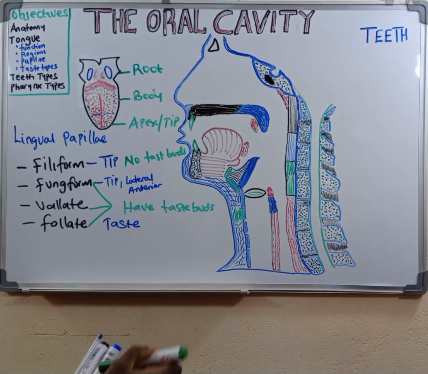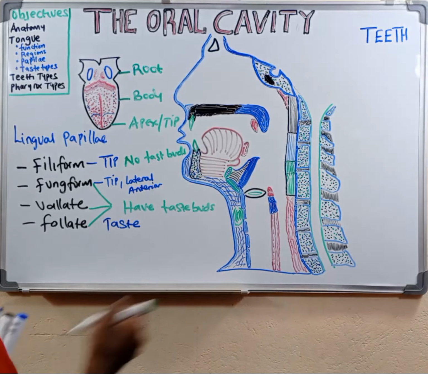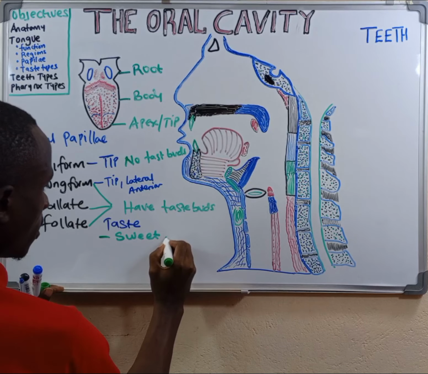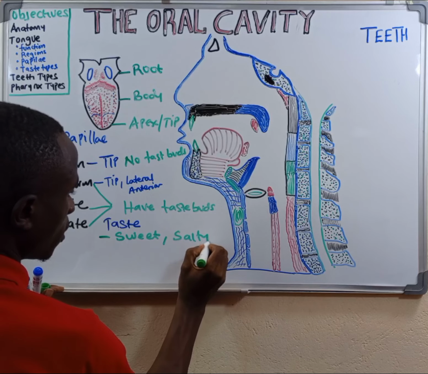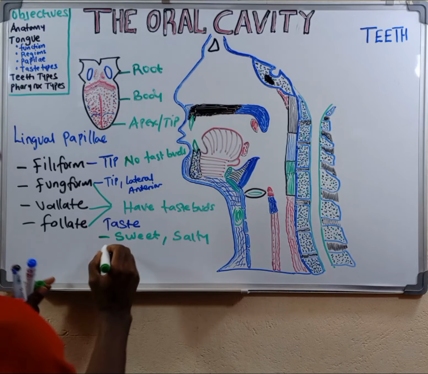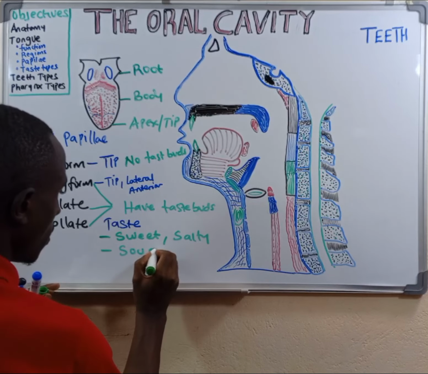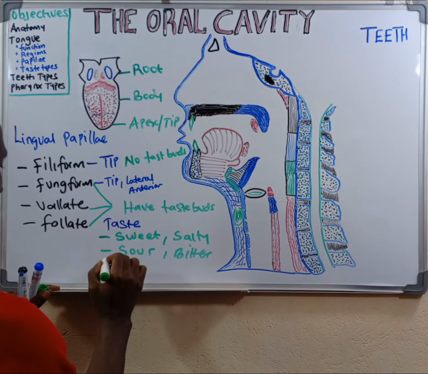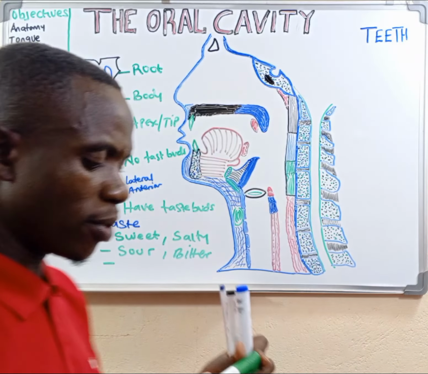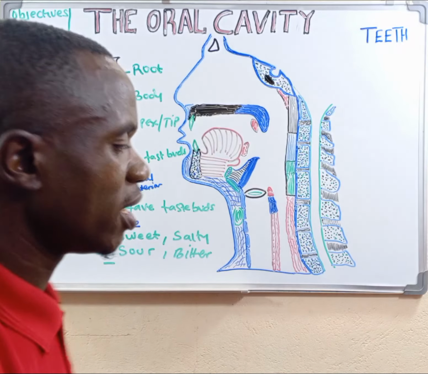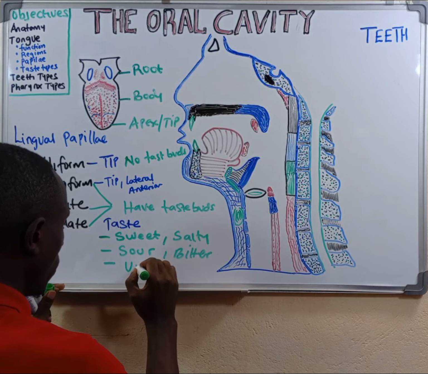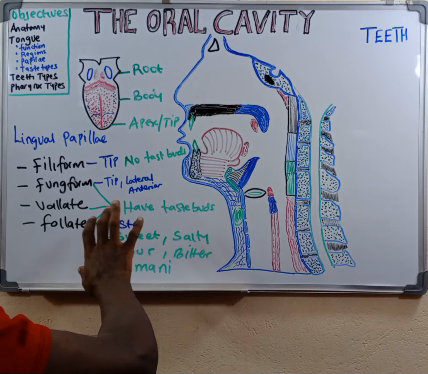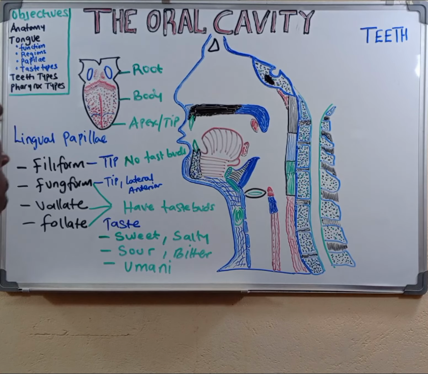The following are the categories of taste that can be picked up by the tongue. We have sweet. We have salty. We have sour. We have bitter. And also there is another minor one which many people call savory, but can also be called umami. So now these are mainly five kinds of tastes that can be picked up by the tongue.